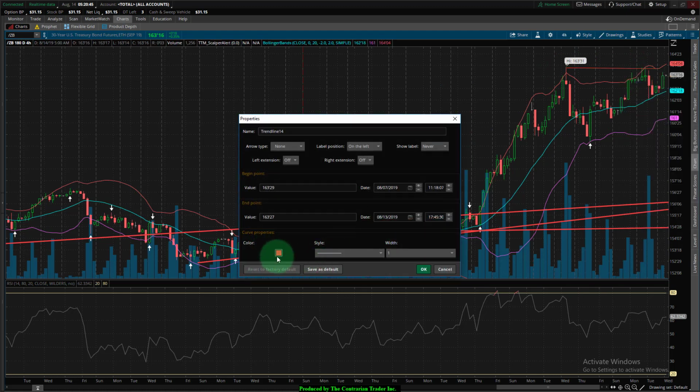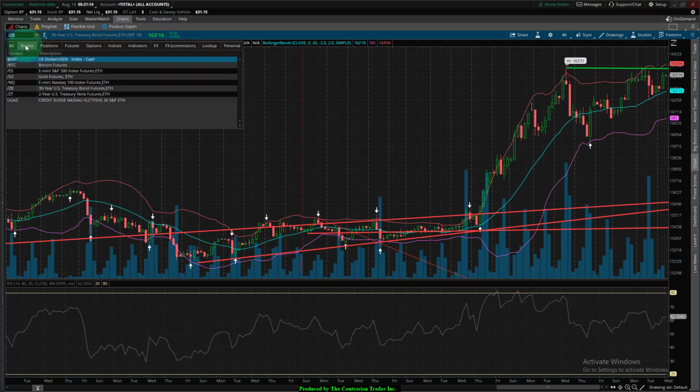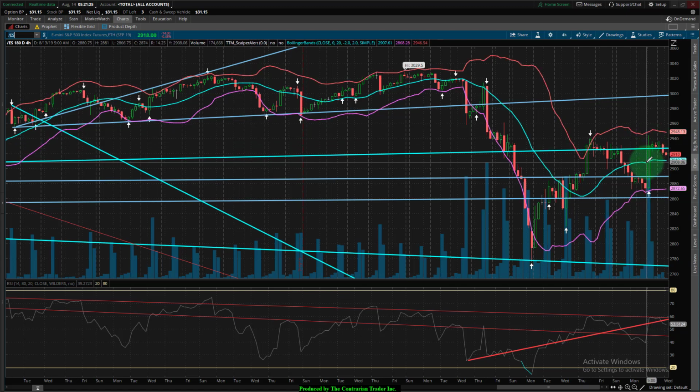Remember, we only closed 1 basis point away from an inversion. If we do invert on the yield curve, this will be the first time in more than 10 years that we have inverted. Very, very significant. Taking a look at the stock market futures, we are down this morning by about a half percentage point. We had rallied and closed above resistance levels.